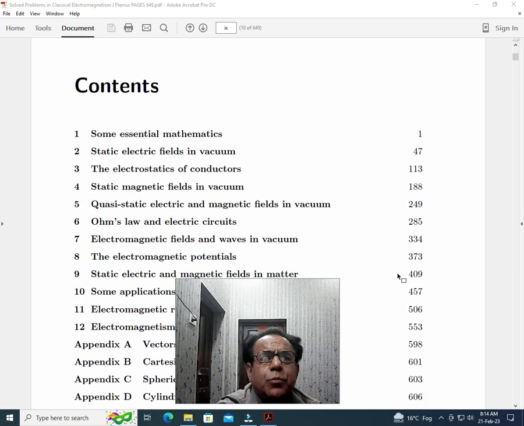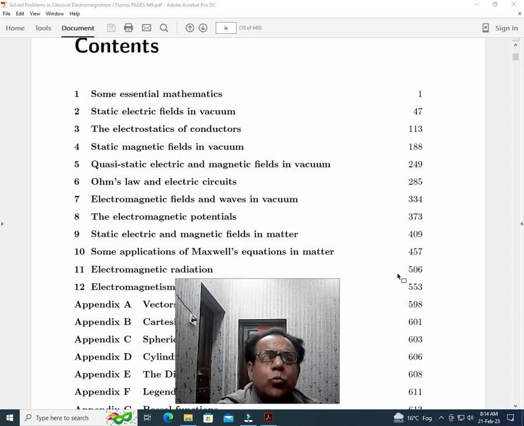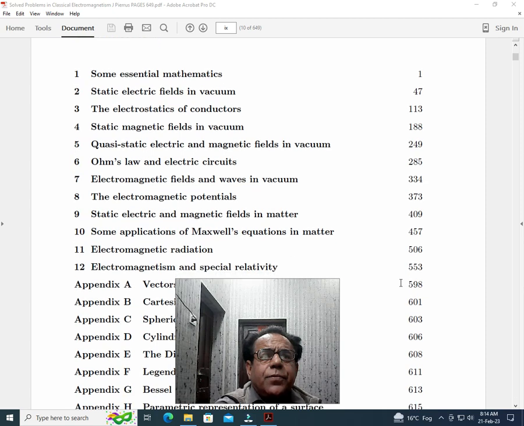Now we come towards its contents. Chapter 1, some essential mathematics. Chapter 2, static electric fields in vacuum. Chapter 3, the electrostatics of conductors. Chapter 4, static magnetic fields in vacuum. Chapter 5, quasi-static electric and magnetic fields in vacuum. Chapter 6, Ohm's law and electric circuits. Chapter 7, electromagnetic fields and waves in vacuum.